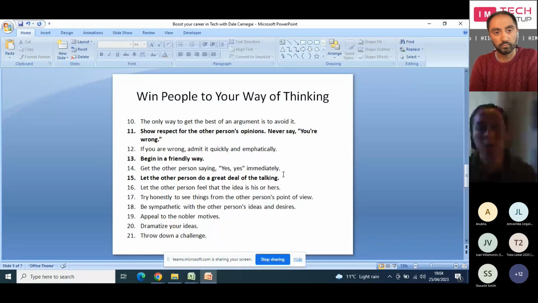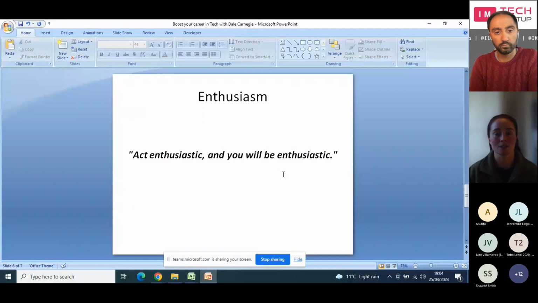The other topic that I just want to finish on is enthusiasm. So this was part of, I think it was the day 3, and I think this really stuck with me. One of the lines that they used in this course was "act enthusiastic and you will be enthusiastic," and that was how the line was originally read out.